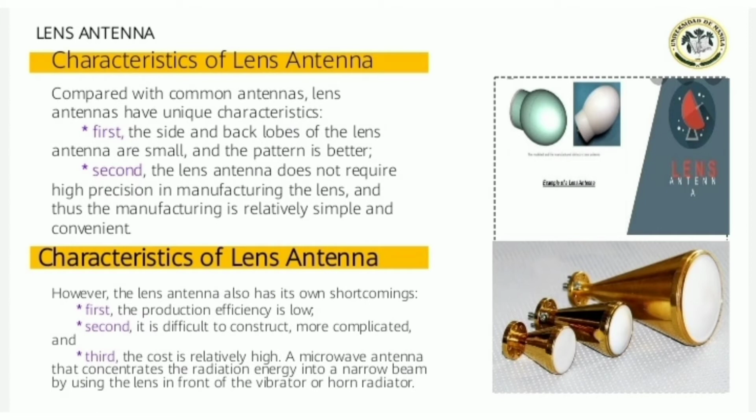Characteristics of lens antenna. Compared with common antennas, lens antennas have unique characteristics. First, the side and back lobes of the lens antenna are small and the pattern is better. Second, the lens antenna does not require high precision in manufacturing the lens, and thus manufacturing is relatively simple and convenient. However, the lens antenna also has its own shortcomings. First, the production efficiency is low. Second, it is difficult to construct and more complicated, and last, the cost is relatively high.